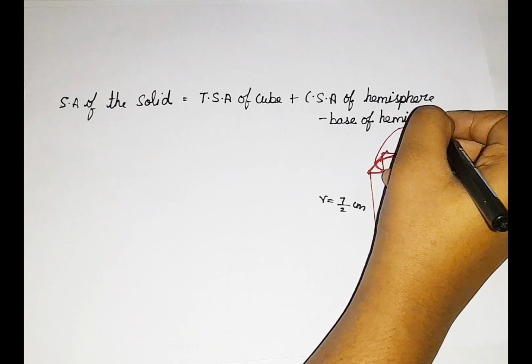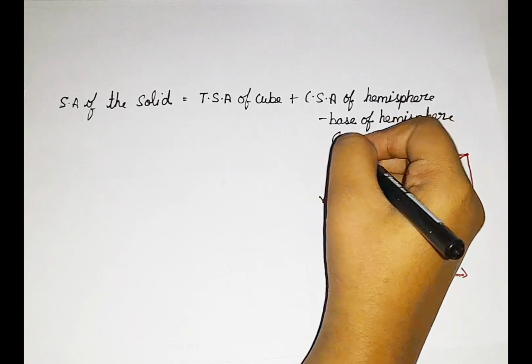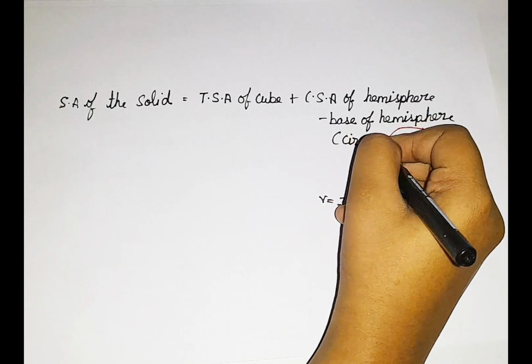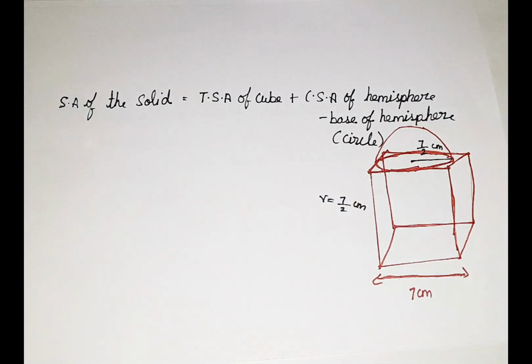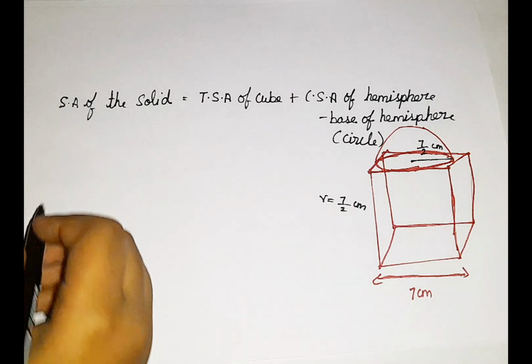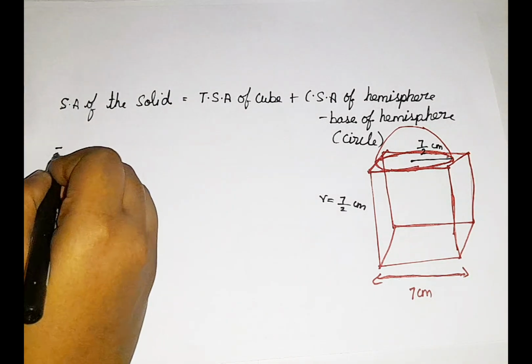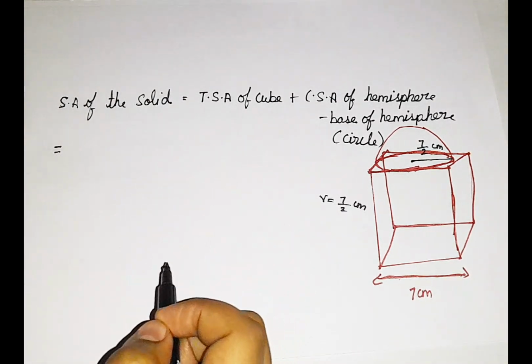The base of the hemisphere was in the shape of a circle. Why did I subtract it? Because that part, we were not able to paint it. It was hidden by the hemisphere. The word hidden is really important. Just because it was hidden by the hemisphere, we were not able to paint that part. That's why I subtracted the base.